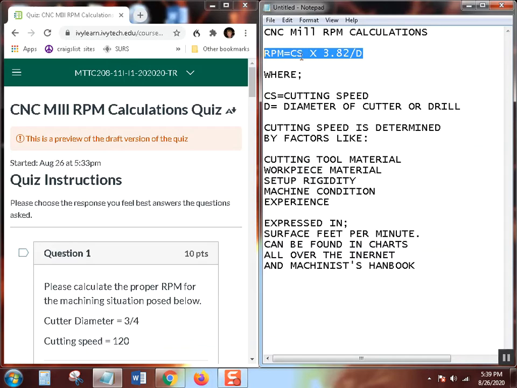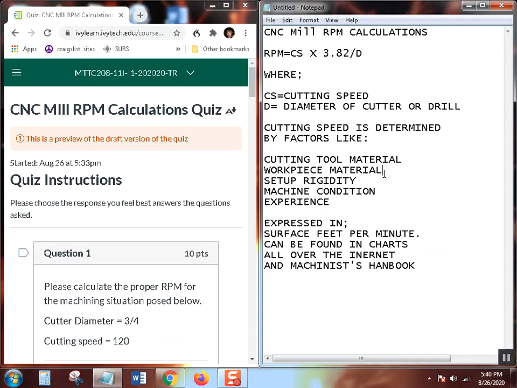All right, so first off, CS. What is CS? CS is cutting speed. Now, cutting speed is a pretty generalized type of term. It's basically how fast we can cut the material that we're cutting, and it's determined by lots of different factors. Cutting speed is determined by factors like what the cutting tool material is made of. Is it high speed steel? Is it carbide? Is it cast alloy? Is it cubic boron nitride? Is it diamond? Again, there's just a whole lot of them out there. Each one of those is going to have its own individual cutting speed.